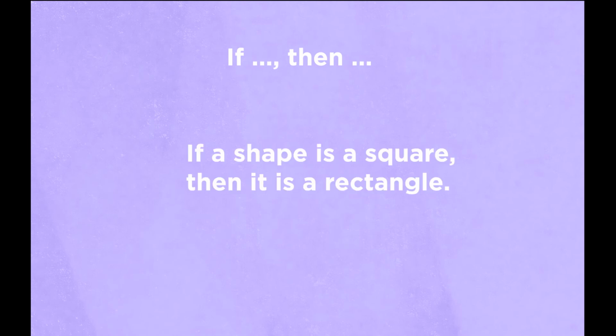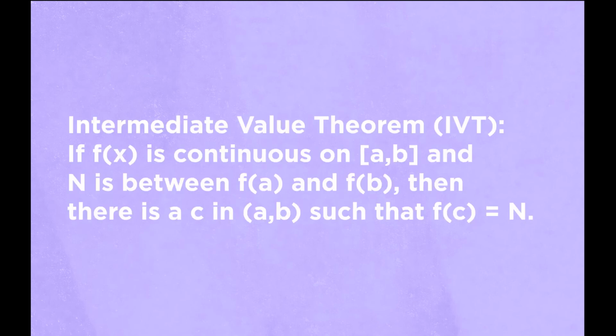For instance, if a shape is a square, then it is a rectangle. Such statements are called conditional. The part of the statement before the then is called the hypothesis, and the part of the statement after the then is called the conclusion. Let's get back to the intermediate value theorem. Its general statement follows. If f of x is continuous on the closed interval a to b, and n is a number between f of a and f of b, then there exists a number c in a to b such that f of c equals n.